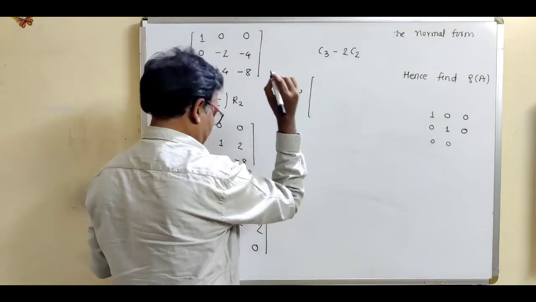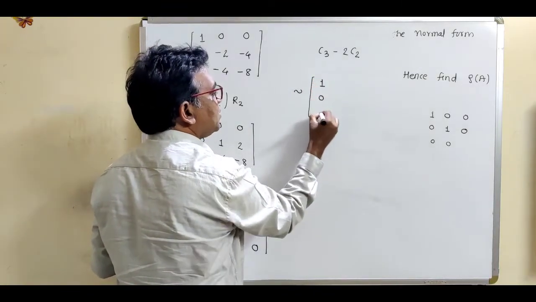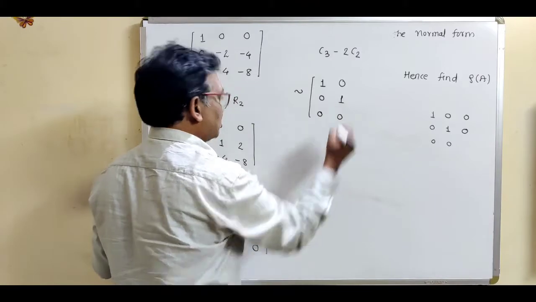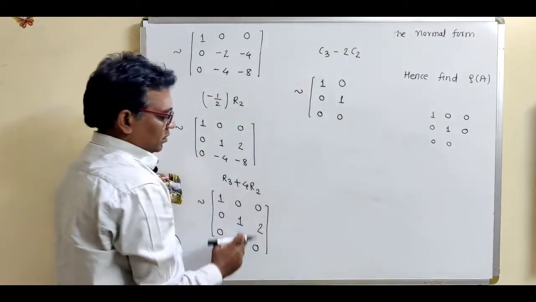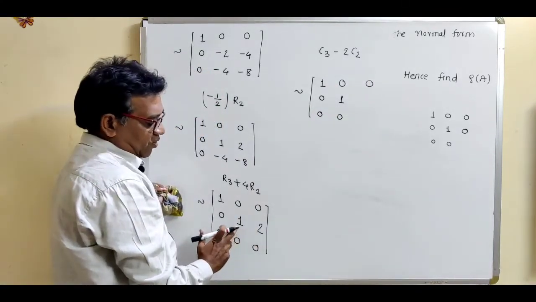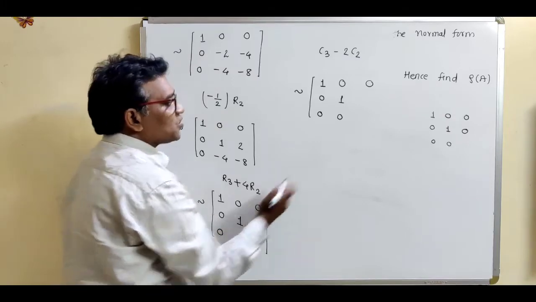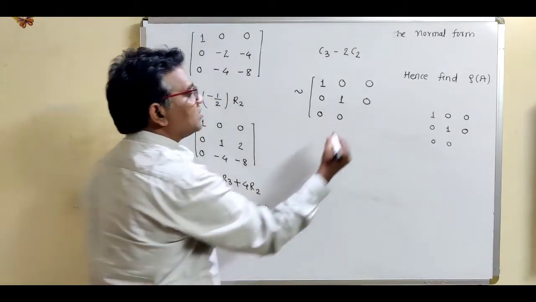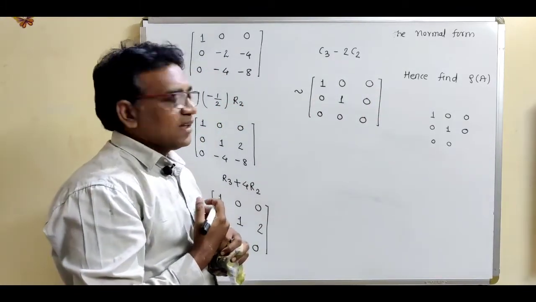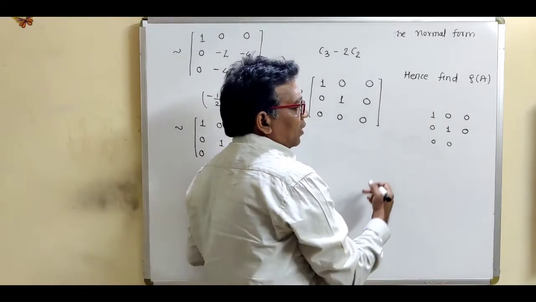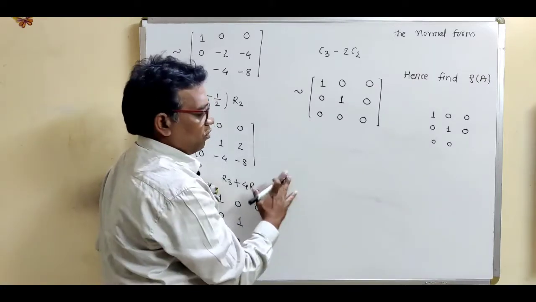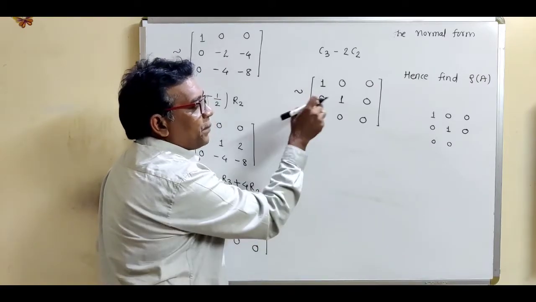So this is the equivalent matrix, 1 0 0, 0 1 0. Now use this operation. 0 minus 0, this is 0. C3 means multiply second column by 2 and just take the subtraction. 2 minus 2, this is 0. 0 minus 0, so this is 0. Now see what is the next step. Now already we have obtained 1 0 form. So just separate the unit matrix.